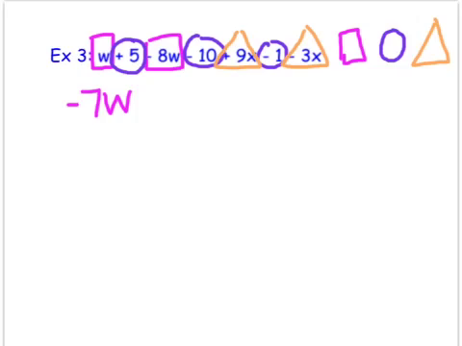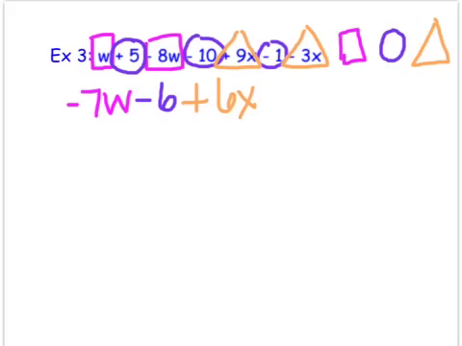All right, now I'm going to look at 5 minus 10. It's going to give me negative 5. So 5 minus 10, negative 5, minus 1. Oh my goodness, it's going to give me a negative 6. And then I'm going to say 9x minus 3x. That's going to give me a positive 6x.